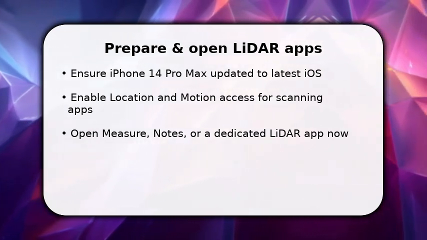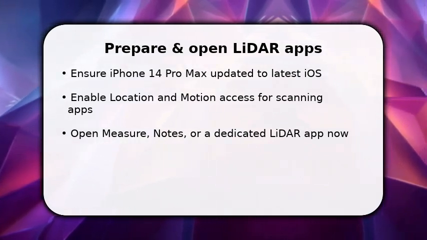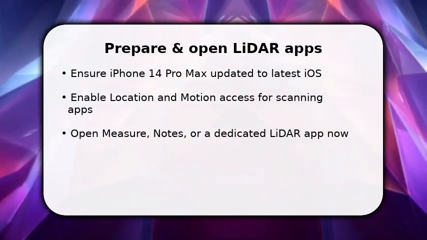Point the rear sensor cluster toward the scene and hold the phone steady at chest height. Move slowly to let the sensor emit and collect infrared pulses. This is how accurate distance mapping begins.